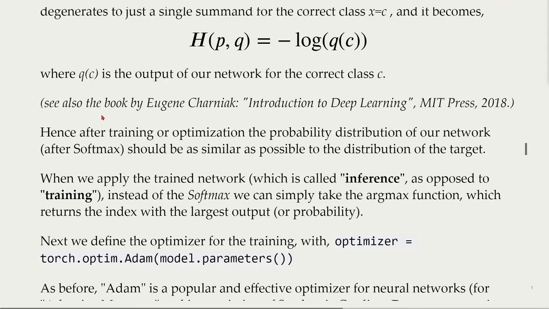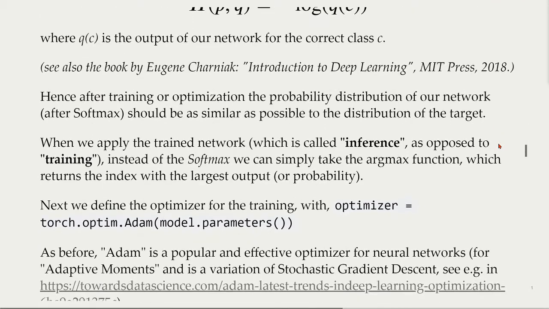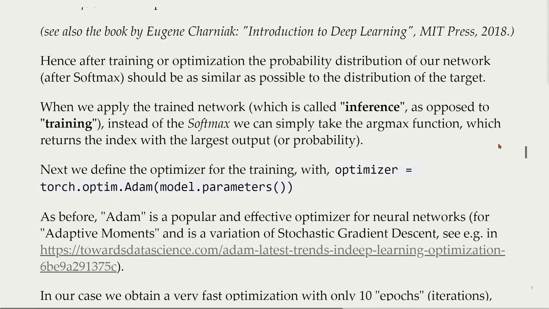Hence, after training or optimization, the probability distribution of our network after softmax should be as similar as possible to the distribution of the target. When we apply the trained network, which is called inference as opposed to training, instead of the softmax, we can simply take the argmax function, which returns the index with the largest output, or with the largest probability.